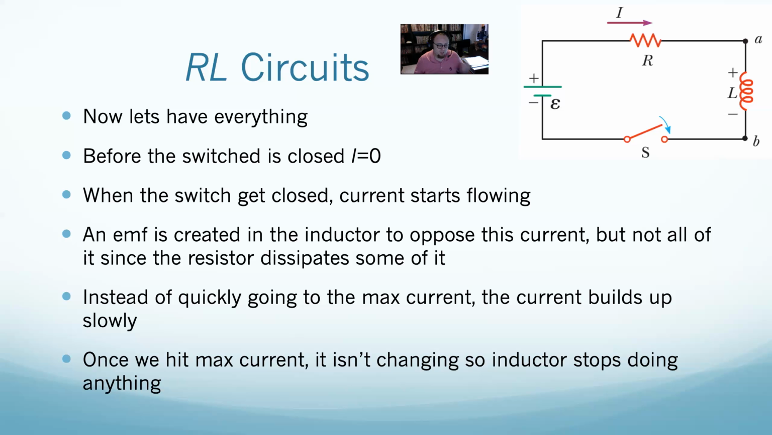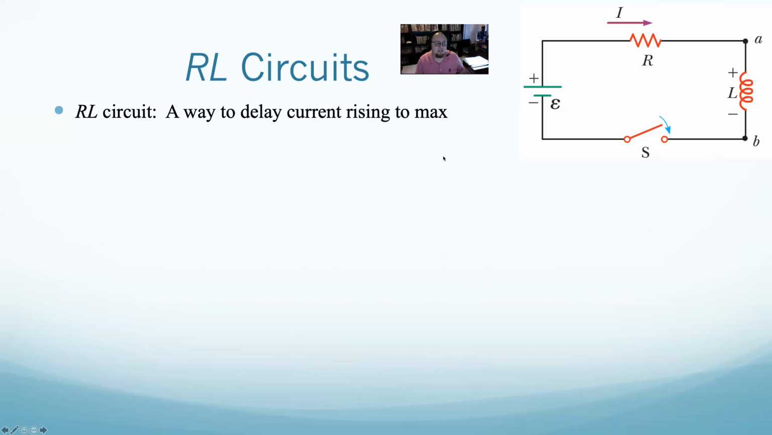If you go from no voltage on this resistor to a lot of voltage on this resistor fast, it will mess things up. But this just lets you gradually work your way up. Go from nothing to a little bit, to a little bit more, to a little bit more, to the max, and then it just stays there. And that's what an RL circuit is: a way to delay current rising to the max.